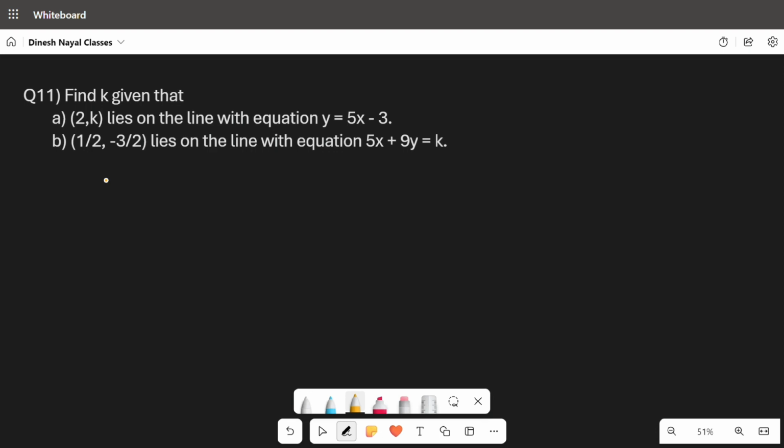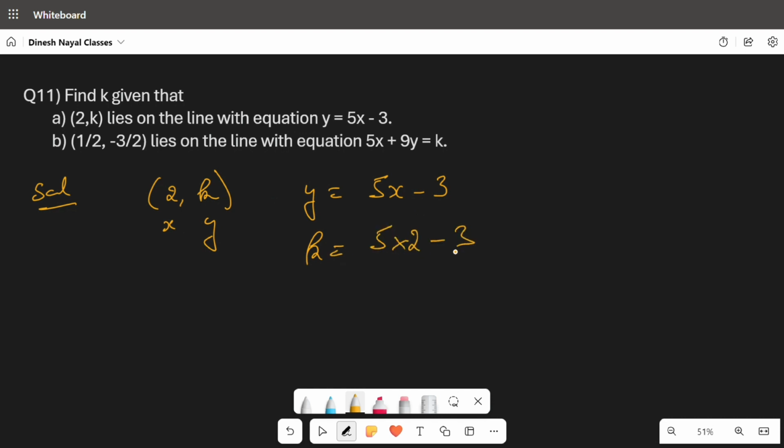Now question 11. Find k given that (2, k) lies on the line with equation y equals 5x minus 3. So this is given to you, that (2, k) lies on the equation y equals 5x minus 3. What we are going to do is directly substitute the values of x and y in this equation. So y is k, so k equals 5 times 2 minus 3. 5 times 2 is 10, minus 3, that equals 7. So the value of k is 7. This is for the A part.